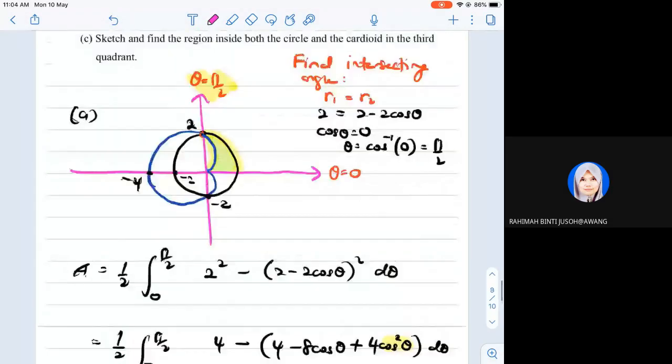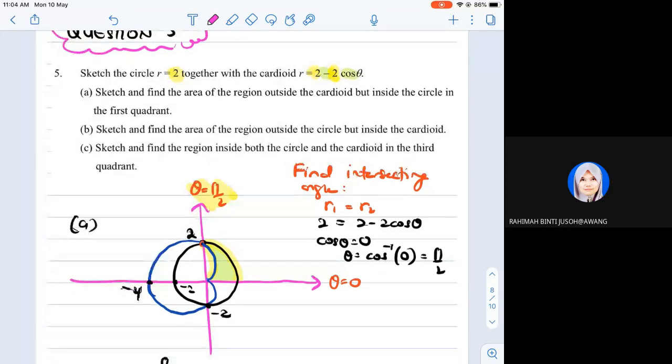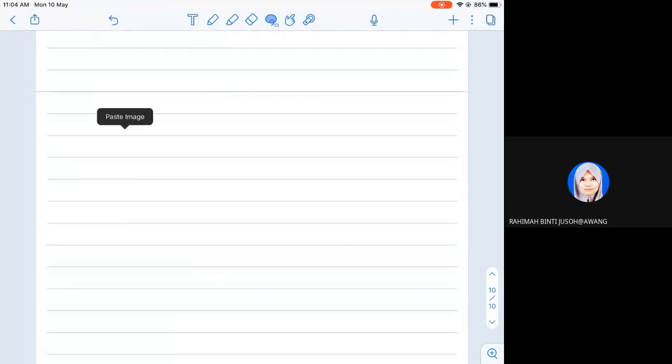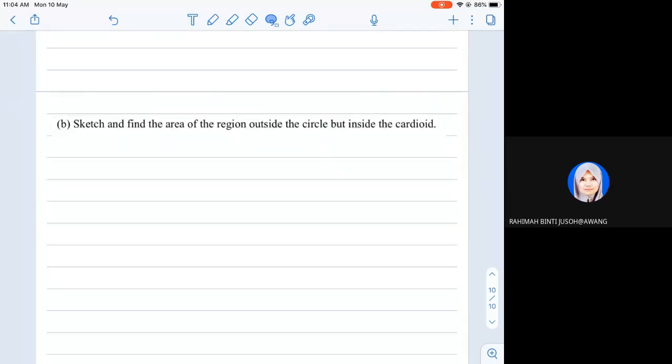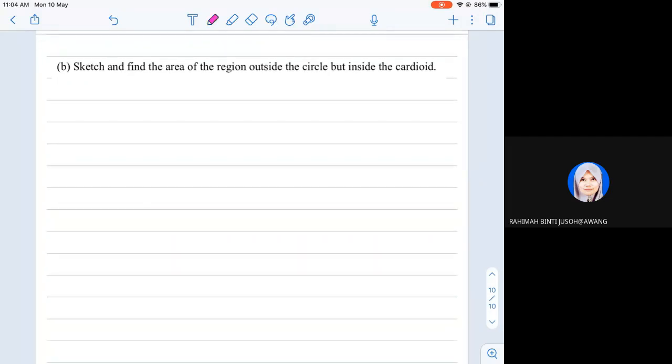Alright, now let's read the second question. Sketch and find the area of the region outside the circle but inside the cardioid. Outside circle, inside cardioid.